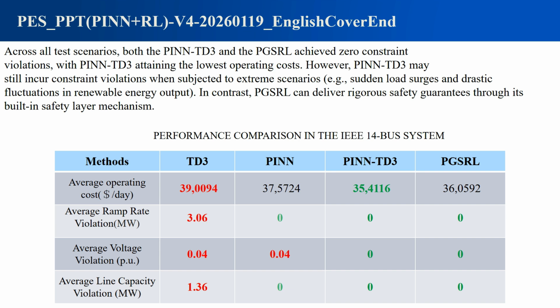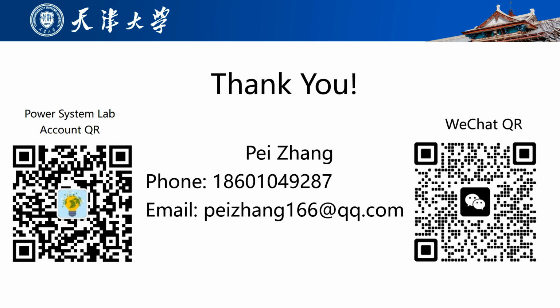PINN TD3 is cheaper in these nominal test cases, but the text warns that under extreme load surges or drastic renewable fluctuations, it may still violate constraints. PGSRL trades a small amount of cost for a built-in safety mechanism that can enforce feasibility at the action level. In real dispatch, that trade-off is often acceptable because the cost of violating hard grid limits can exceed the small saving in operating cost. I close with one takeaway.